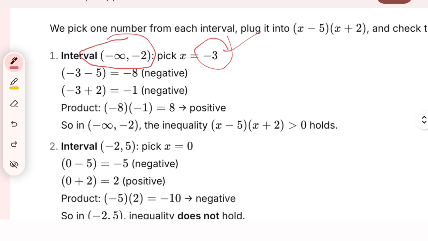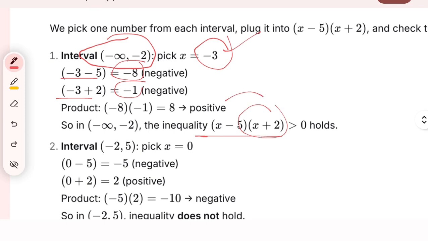This is the original inequality: x minus 5 times x plus 2 is greater than 0. I will now substitute negative 3 for x. So it will be negative 3 minus 5. The answer is negative 8. Next, I'll substitute here: negative 3 plus 2 is negative 1.